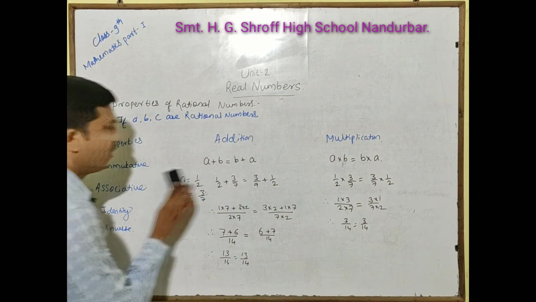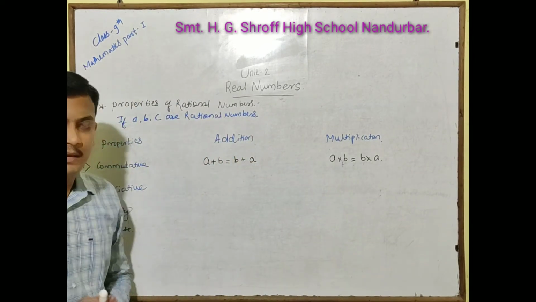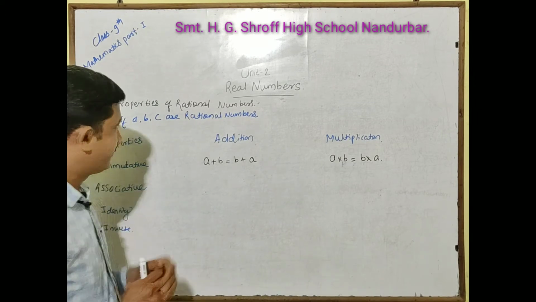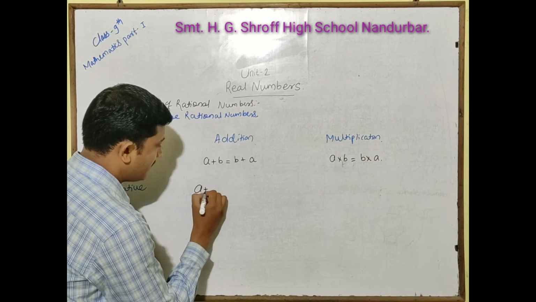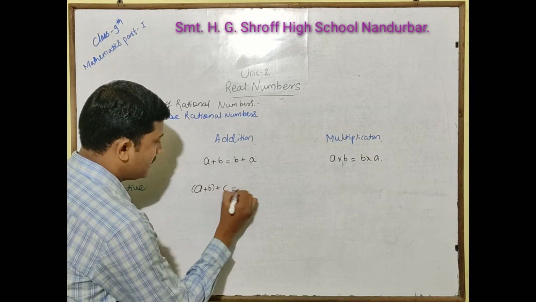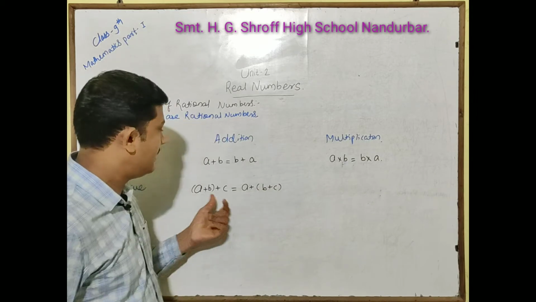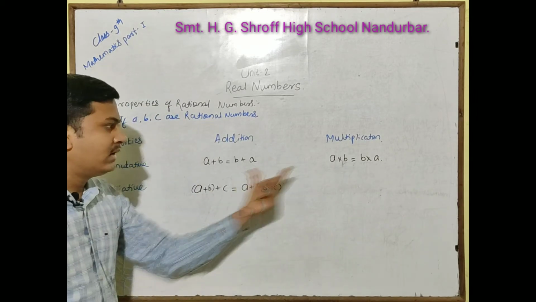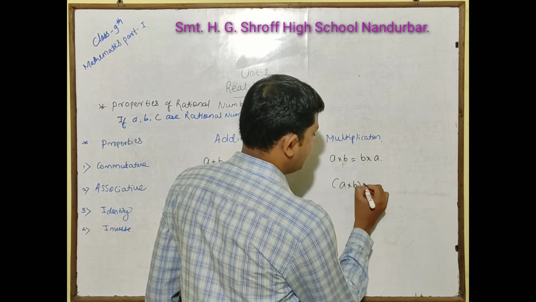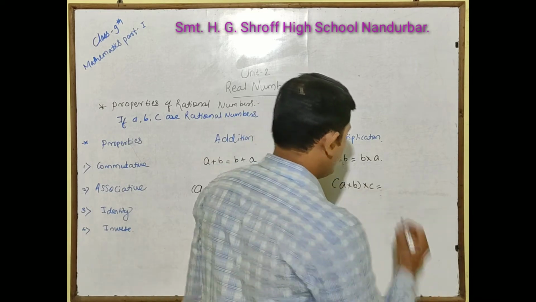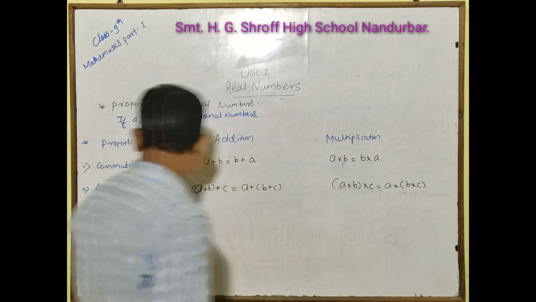Then next is the associative property. What does the associative property say? It requires three numbers. A, B, C are three rational numbers. Then (A plus B) plus C is equal to A plus (B plus C). Same thing for the addition we have taken. Now we will take for the multiplication: (A multiplied by B) multiplied by C is equal to A multiplied by (B multiplied by C).